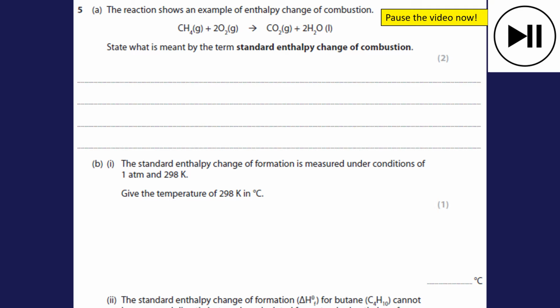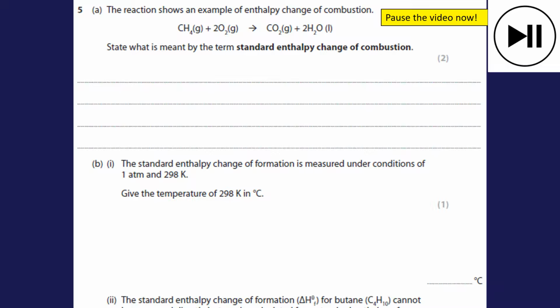Okay, so this question's about an enthalpy change, specifically enthalpy change of combustion here. And we're being asked for the definition first off. So the definition is: enthalpy change when 1 mole of a substance completely reacts with oxygen under standard conditions. I'm going to show you the mark scheme shortly.